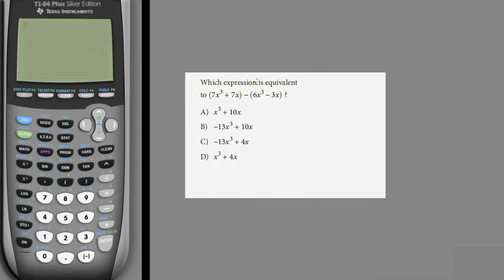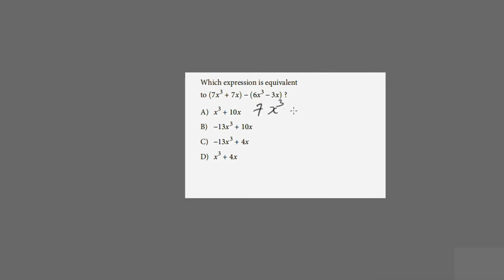To simplify this expression we have here, we are looking for the equivalent one in the options we have. So let's simplify what we have. So this is going to be, we have 7x cubed plus 7x.